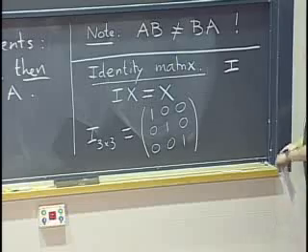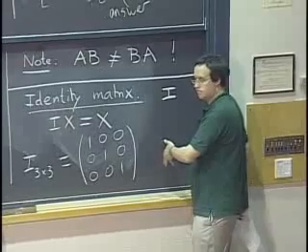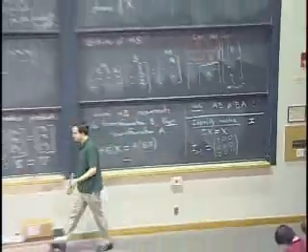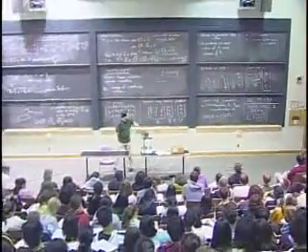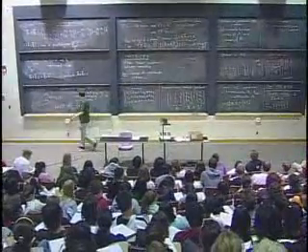Okay, let's check. If we multiply this with a vector, well, okay, maybe I should do that on a separate board. But start thinking about it. What happens when I multiply this with a vector X?